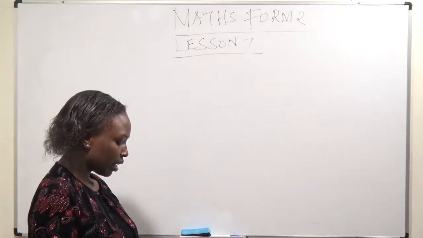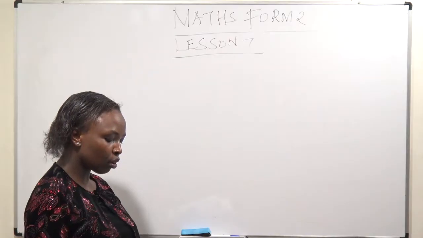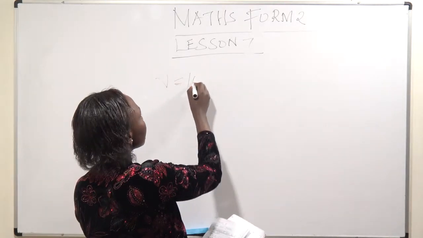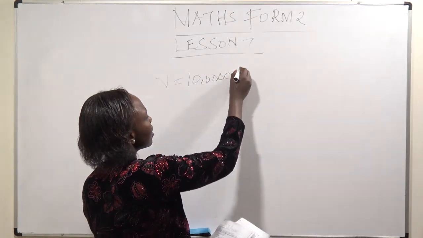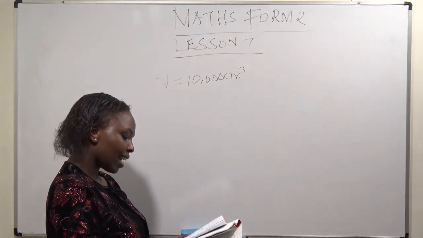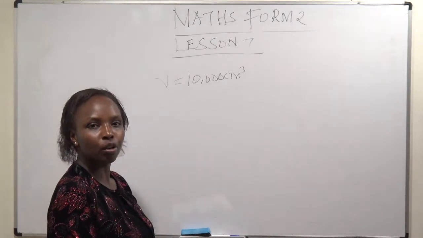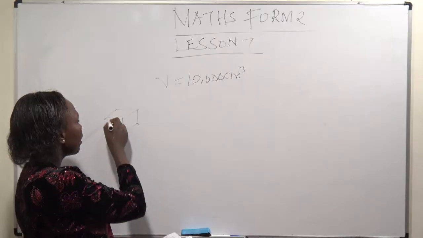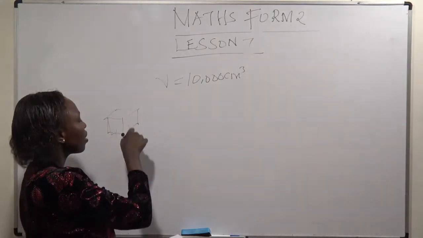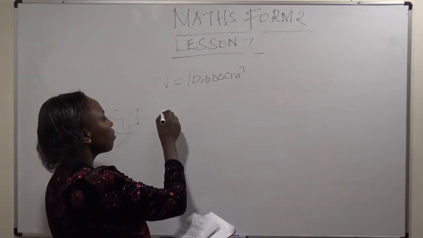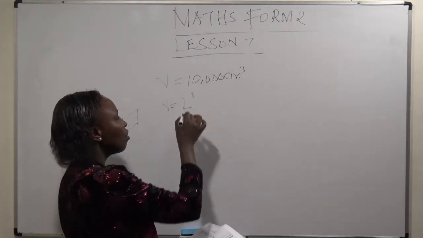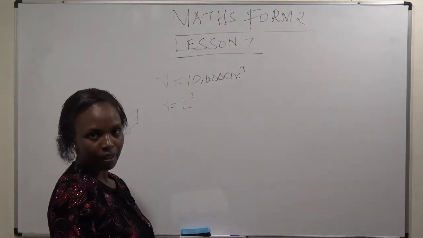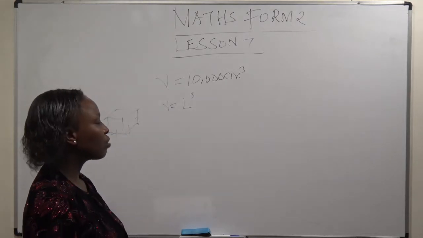Question number 1, you were told that the volume of a cube is 10,000 centimeter cubed, and you are asked what is the range of the cube. Once again, I told you that a cube has all 3 sides equal. So you have that side equal to that side equal to that side. So the volume of a cube is got by taking one range and multiplying it by itself 3 times. Volume is equal to L cubed. So we want to get one side.